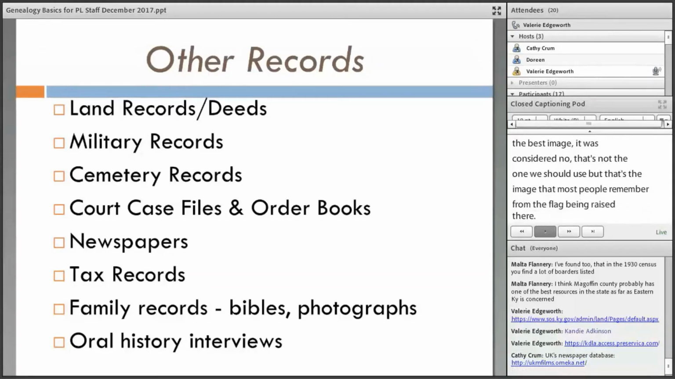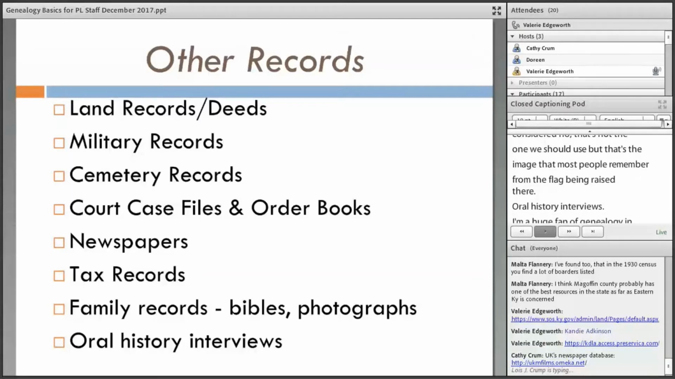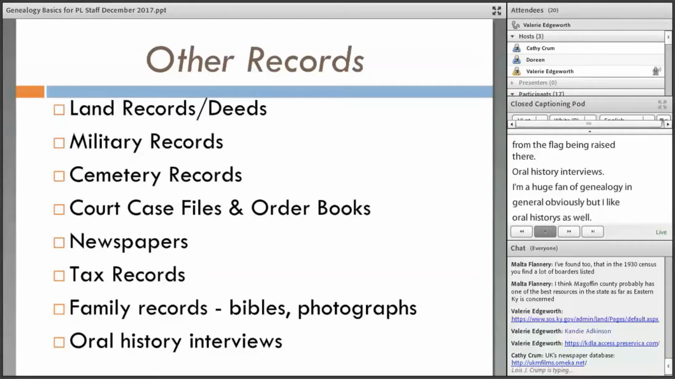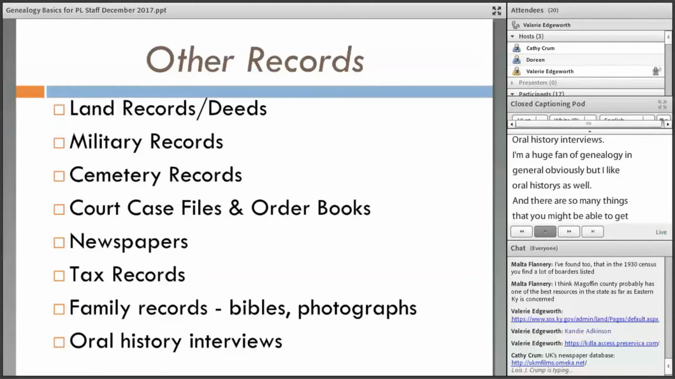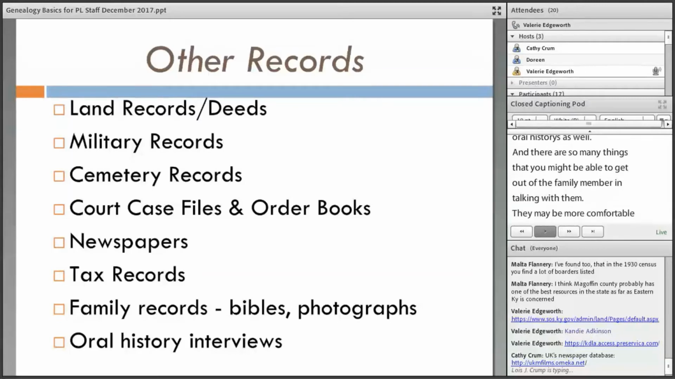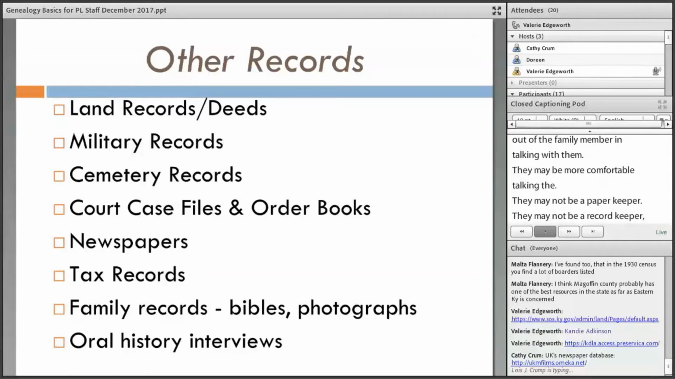Oral history interviews. I'm a huge fan of genealogy in general, obviously, but I really like oral histories as well. There are so many things that you might be able to get out of a family member in talking with them. They may just be more comfortable talking. They may not be a paper keeper. They may not be a record keeper, but the histories are there in their minds. Oral histories are wonderful for that.